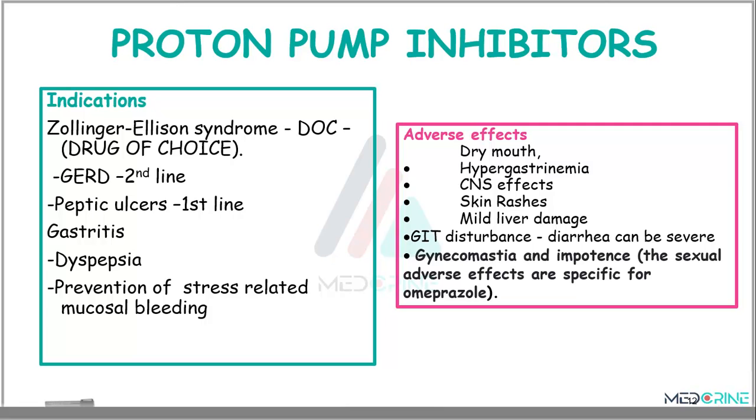In GERD, it's used as a second line drug. We also use it in the treatment of peptic ulcers as first line, treatment of gastritis, dyspepsias, and also in the prevention of stress-related mucosal bleeding.